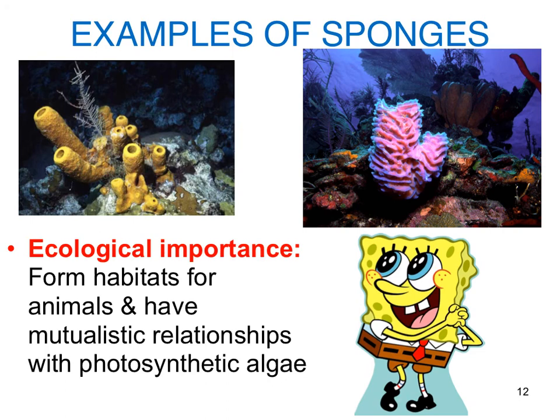Here's some examples of some sponges. Of course, you can see the osculum here, and the most famous sponge of all, SpongeBob, the only bilaterally symmetrical sponge. Sponges are important because they provide habitats for animals, they live in mutualistic relationships with other organisms, and they're filter feeders, so they help keep the water clean in the surrounding areas that they're in. Great to have in a saltwater fish tank at home.